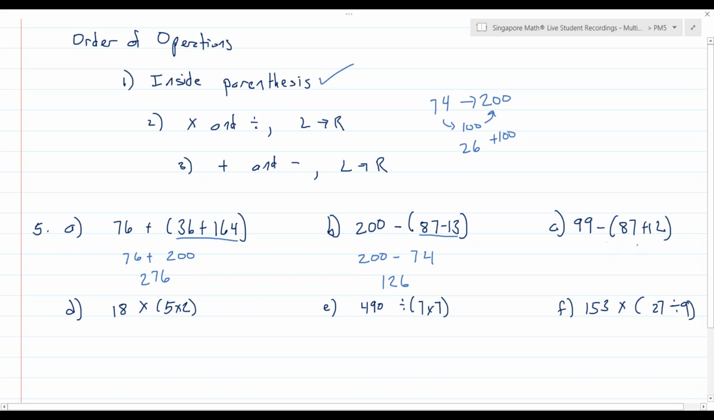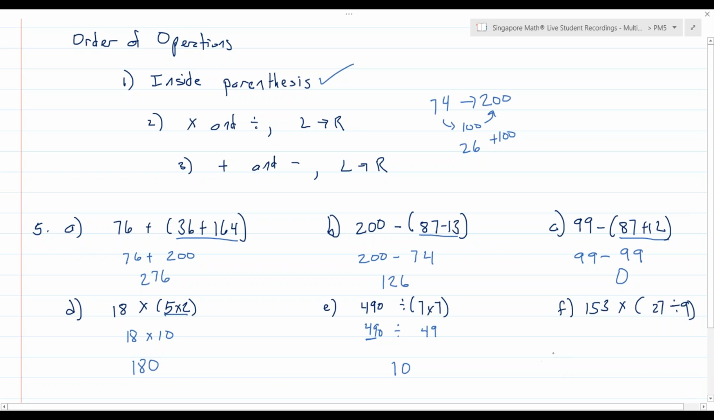All right, letter C, inside the parentheses, I have 87, add 12. When I have 87 plus 12, that gives me 99. 99 subtract 99, that's easy, it's 0. Do the parentheses first. 18 times 5 times 2, that's 18 times 10, which is 18 tens or 180. If I do the parentheses first, I have 490 divided by 49. 7 times 7 is 49. 49 tens divided by 49 is equal to 10.